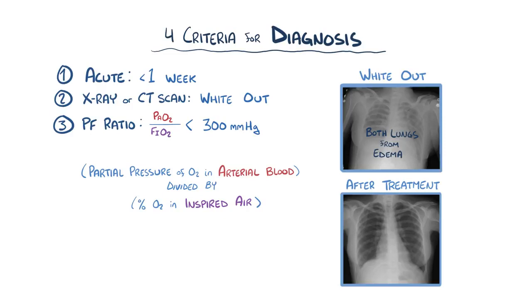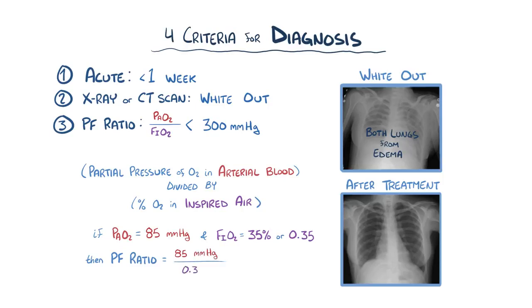As a quick example here, let's say your PaO2 is 85 millimeters of mercury, and your vent is set at 35% FiO2, or 0.35. Then just simply divide your PaO2 by the FiO2, and you get the PF ratio of 85 over 0.35, which equals 243 millimeters of mercury, which is less than 300 millimeters of mercury.